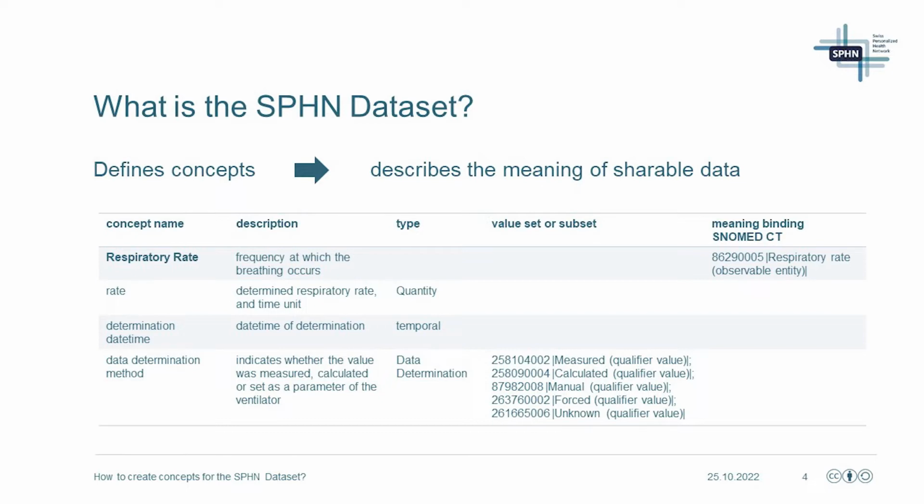In this example, the composedOfs are rate, determination date time, and data determination method. For the last one, the data determination method, you see that there's a value set defined. And for this value set, we use controlled vocabulary wherever it's possible. And in this example, it consists of SNOMED CT codes.